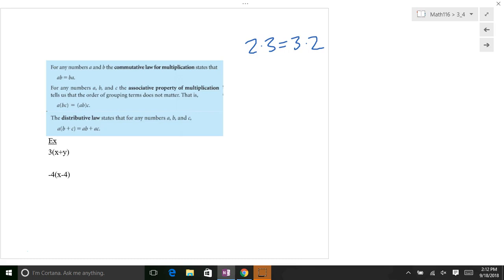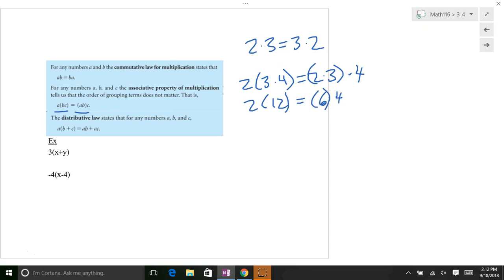Also, the associative property of multiplication: if you've got 2 times 3 times 4, that's the same as 2 times 3 times 4 grouped differently. 2 times 12, 24, is the same as 6 times 4, 24.